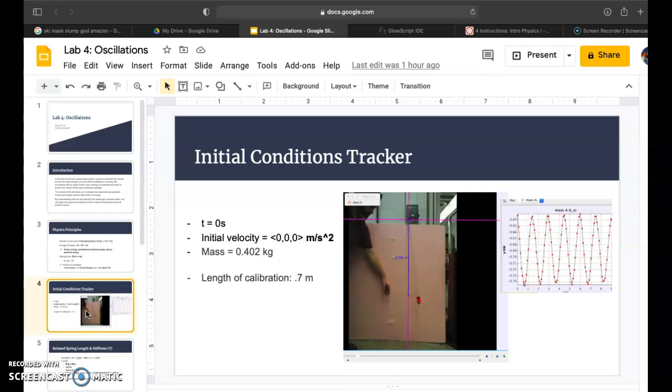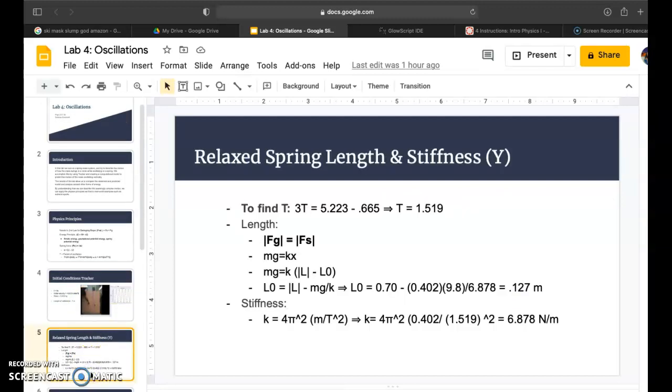And basically on Tracker, I pointed everything, and this is the graph that I got. To find the T value, we take 3 oscillations in the time period for it, and we divide by 3, and we get a value of 1.519. Then we put that into the stiffness constant equation, and we get 6.878 newtons per meter. Based off that, we can derive L naught, which is 0.127 meters.